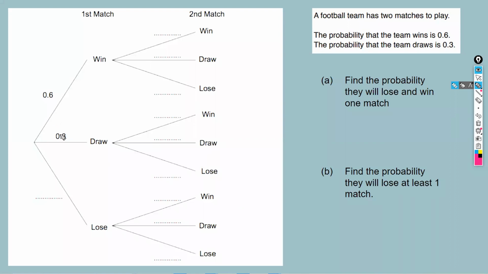You add up these 2 and you minus it from 1, because the total probability of the vertical scenario here is supposed to be 1. So 0.6 plus 0.3 is 0.9. You minus it from 1, you'll get 0.1. And of course, after winning the first match, you begin the next match. And the same possibilities are put forward to you. You can either win, draw, or lose. So once again here's 0.6, here's 0.3, and here's 0.1.